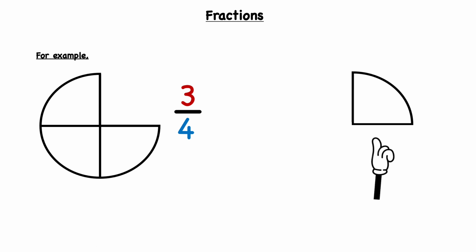Now, what about the remaining part on the right? The numerator is 1 because it's just one part. The denominator is still 4 since the whole circle is divided into 4 parts. So the fraction for this part is 1 over 4, also known as a quarter.